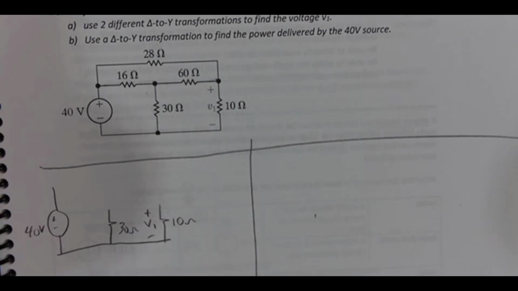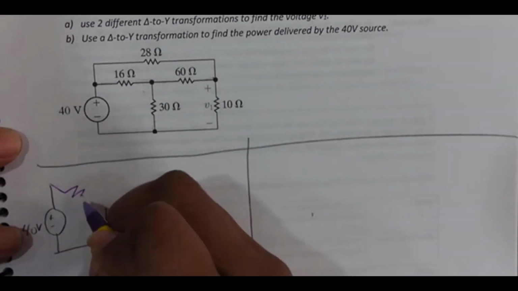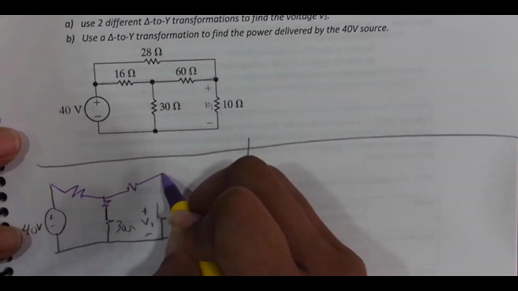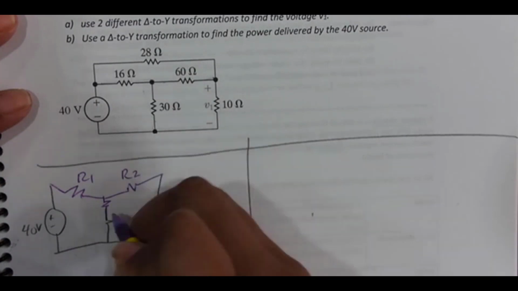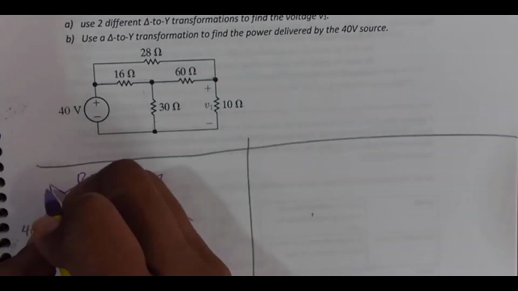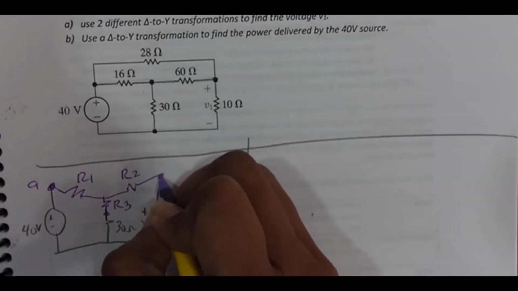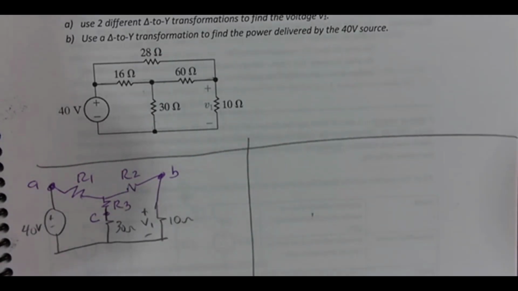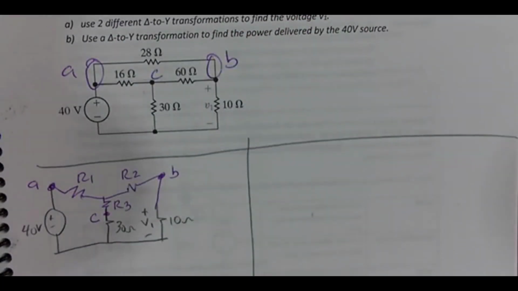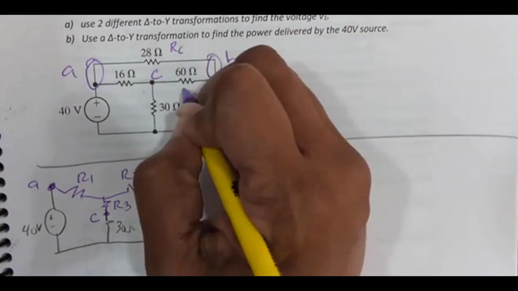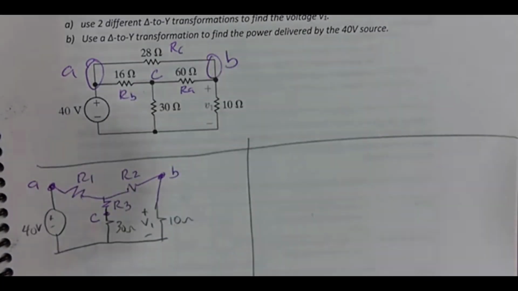Let's just use this. So then up here, this becomes a Y, like that. Where this is R1, R2, and R3. And this is node A, B, and C. And on the original one, this is node A, B, and C. So this is RC, RA, and RB. Okay, questions about that?